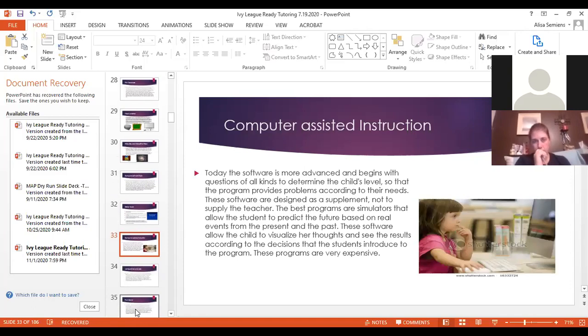Computer-assisted instruction. So computer-assisted instruction, basically, these programs are simulators that allow students to predict the future based on real events from the present and the past. These software allow the child to visualize his or her thoughts and see the results according to the decisions that the students introduce to the program, right? They're typically expensive, but are definitely helpful when we're talking about data.